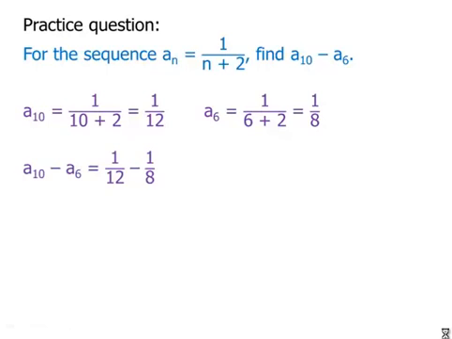And now we're going to subtract these two. 1/12 minus 1/8. This is 2/24 minus 3/24. We actually get a negative number, negative 1/24. And that's the answer.